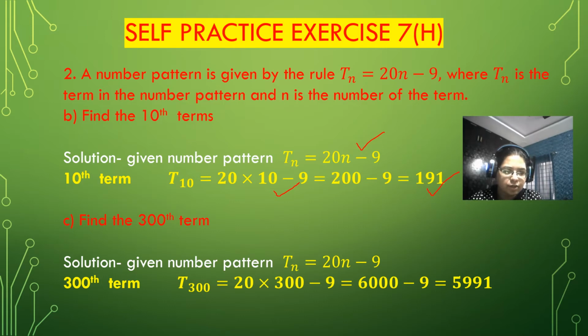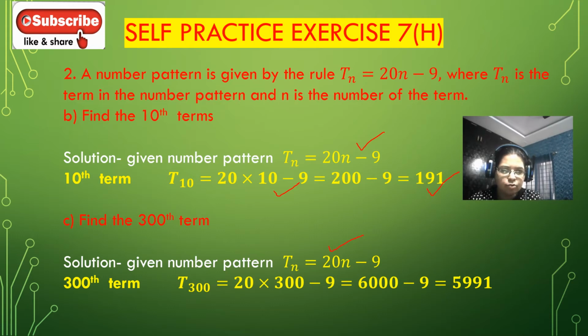Third bit C. Find the 300th term. We have given the number pattern Tn equal to 20n minus 9, and we have to find the 300th term. We have to put the value of n equal to 300. So T300 will be 20 multiplied with 300 minus 9. 20 multiplied with 300 is 6000. 6000 minus 9 is 5991.